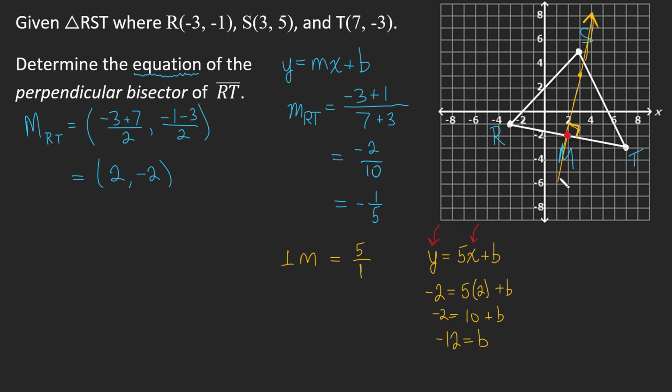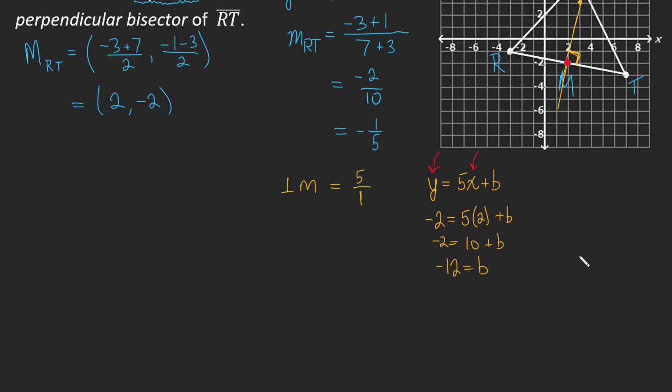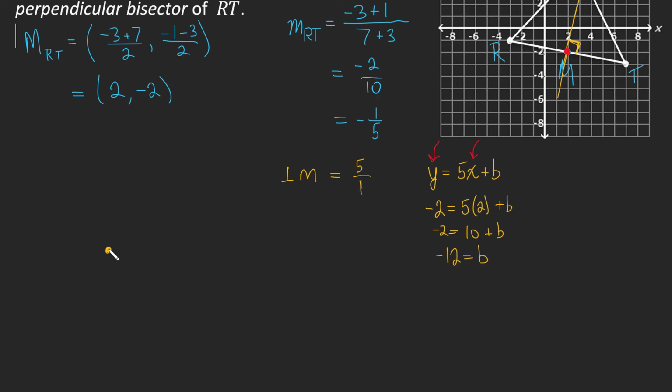It kind of makes sense, if I were to extend this line down, I'd probably get to about -12. And that means that my perpendicular bisector has the equation y equals 5x minus 12, a slope of 5 and a y-intercept of -12. You might be wondering why perpendicular bisectors are important.